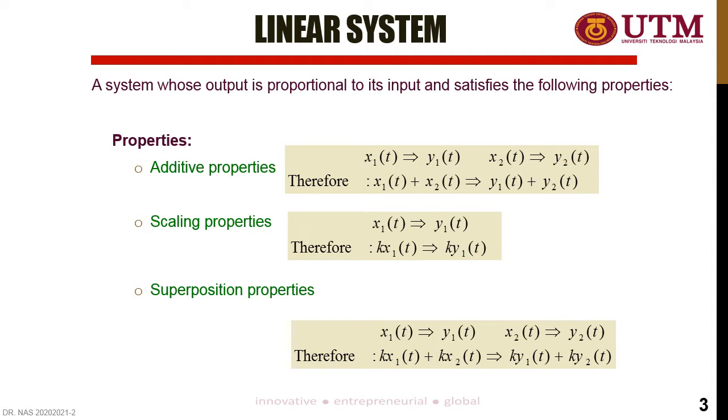Okay, the additive property. When an input is added with another input, the output also will be added together. If the signal is scaled by a variable k, then at the output, the output is also multiplied, or scaled, by k. It also fulfills the superposition property, which includes the additive and the scaling property. This can also be called homogeneity.